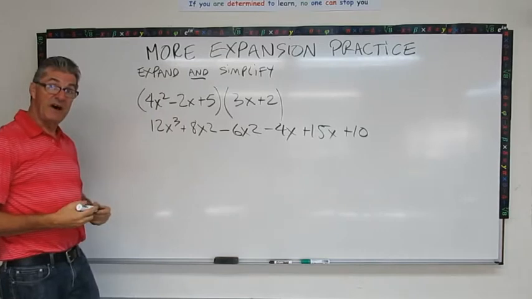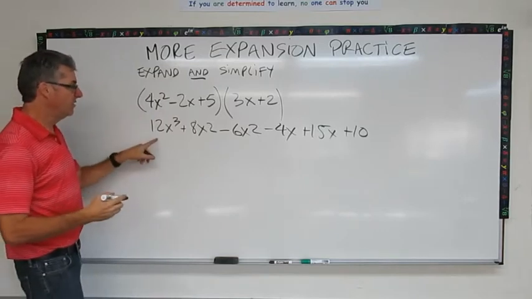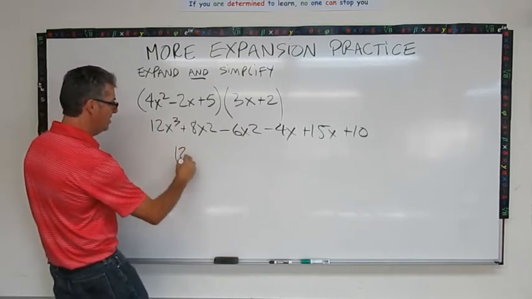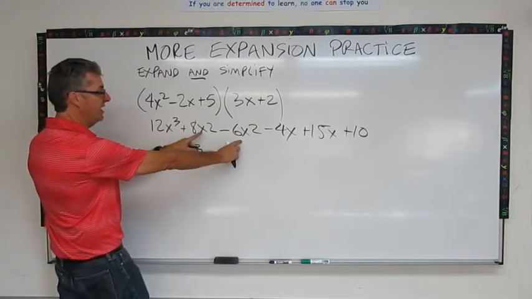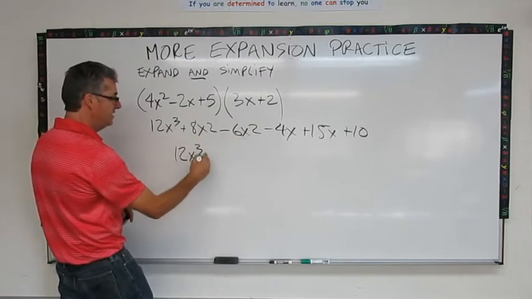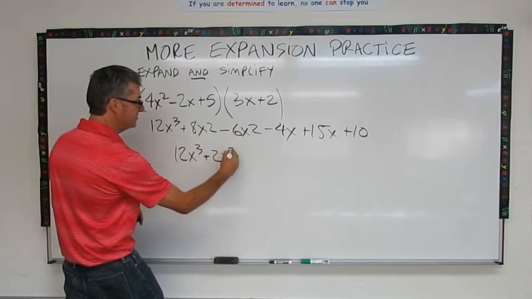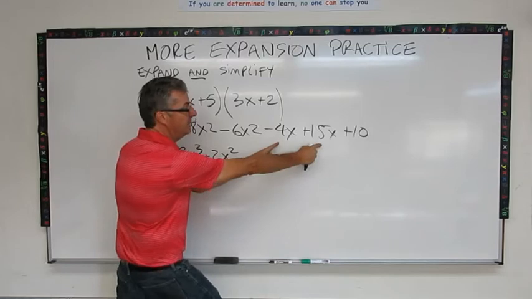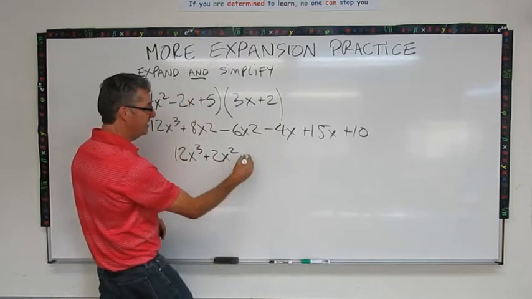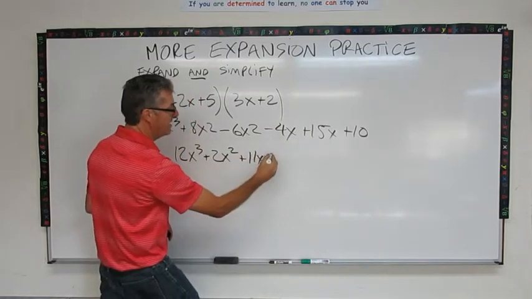Now I'm going to simplify by combining like terms. Only 1 x cubed, so that's 12x cubed, comes down. Now I have 2 x squared terms. I have a positive 8 and a minus 6. So that leaves me with 2x squared. And then I have 2 x terms. I have a minus 4 and a plus 15x. So that's going to give me plus 11x, and bring down my constant.